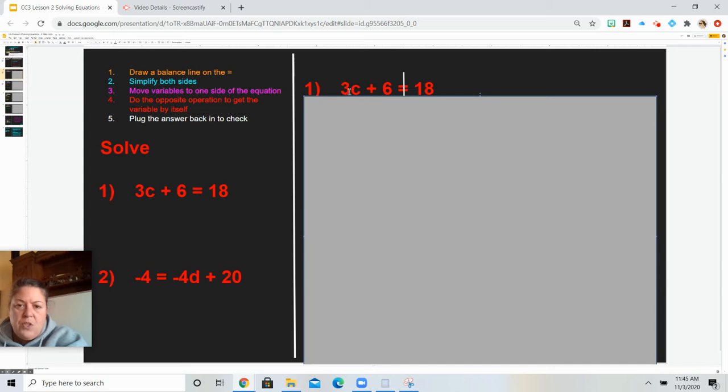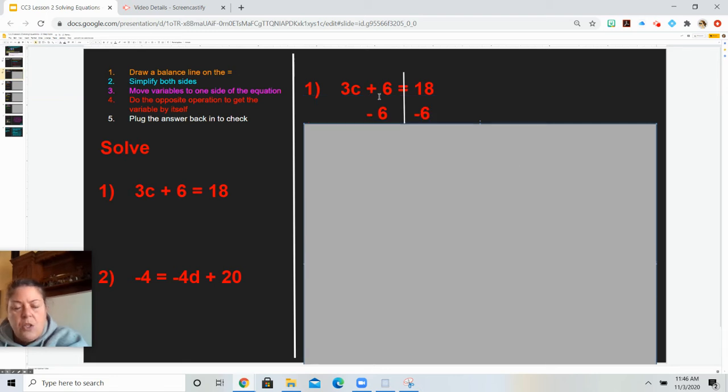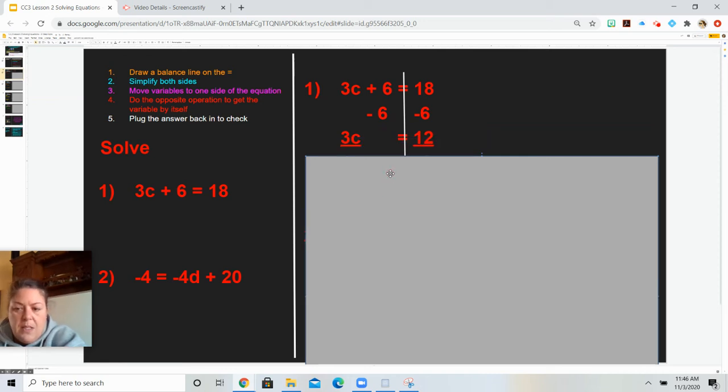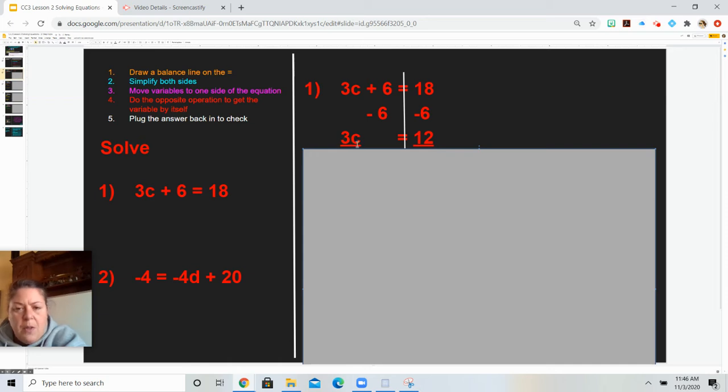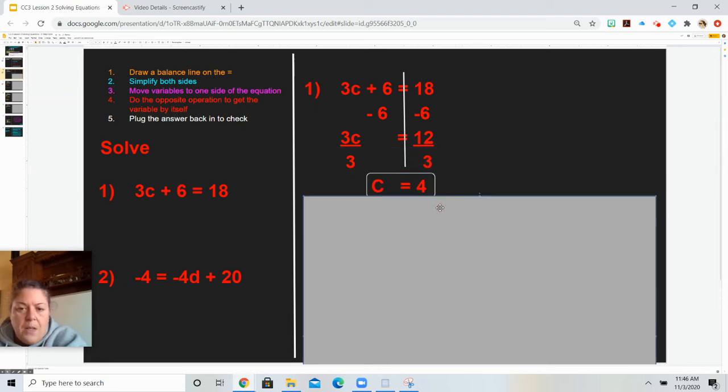Now, if this problem was just 3c equals 18, we'd know we would divide, but we also have this plus 6. So we need to undo that adding of 6 by doing the inverse or opposite operation, which is subtracting 6. Those 6's cancel, and that leaves us on the left-hand side with 3c equals 12. Now we know that when a number is next to a variable, it means to multiply, so to undo that, we need to divide. 12 divided by 3 gives us 4. So our final answer here is c equals 4.